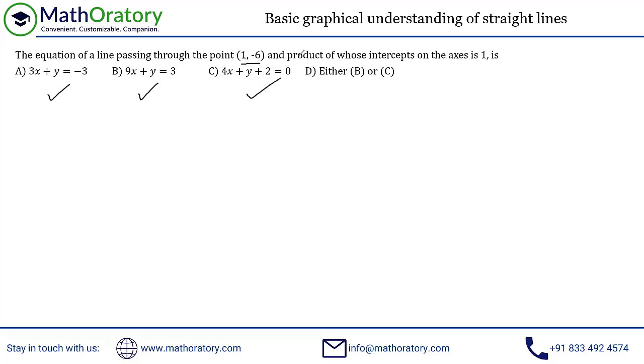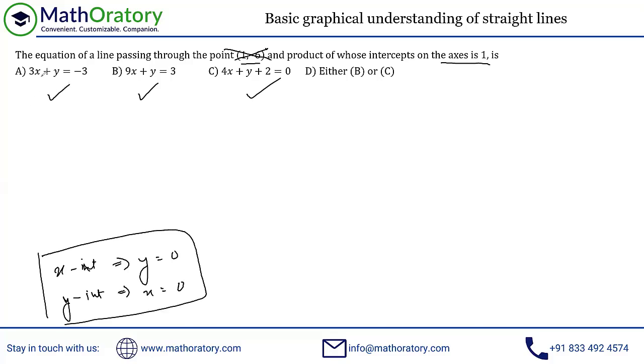So look at the second condition. This particular information is useless in this question. Actually, all the options are anyhow satisfying. But the product of whose intercepts on the axis should be 1. So the x-intercept and the y-intercept should be multiplying to give us 1, right? So the product should be 1, something like that. So just use the options in this case as well. In order to calculate x-intercept, the easiest way is to put y equal to 0. And to calculate y-intercept, just put x equal to 0. So we are going to do this.